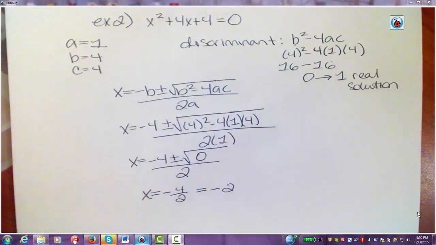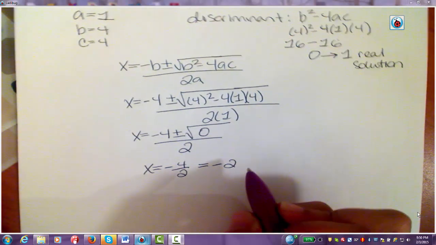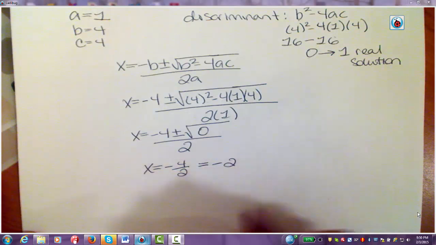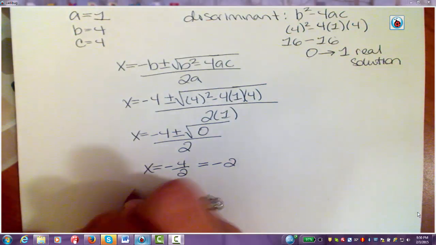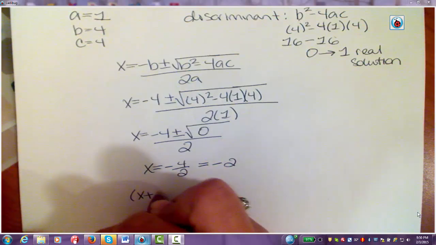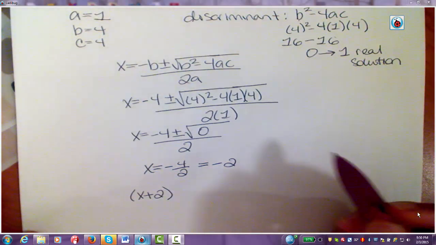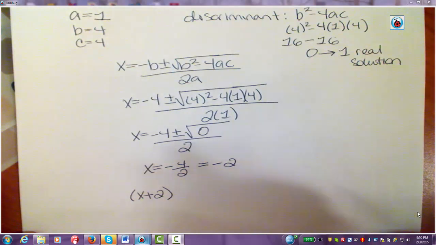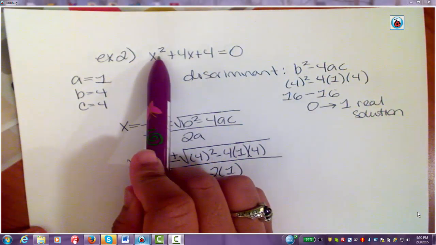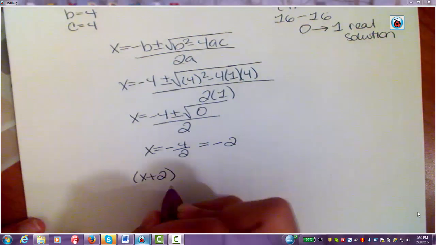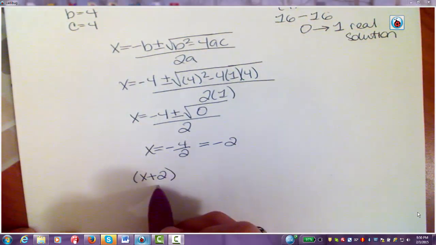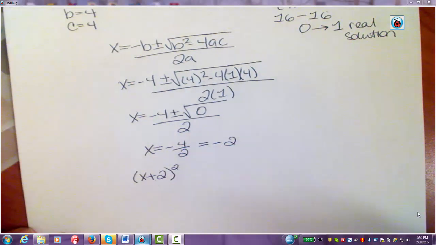And now I'm going to show you how we can have only one solution, but our equation is a quadratic, so we're supposed to have 2. So remember from previous lessons, a 0 of negative 2 means that your factor is x plus 2. And since we have one real solution but our degree is 2, we're supposed to have 2 solutions. So this means that this factor, x plus 2, has a multiplicity of 2.